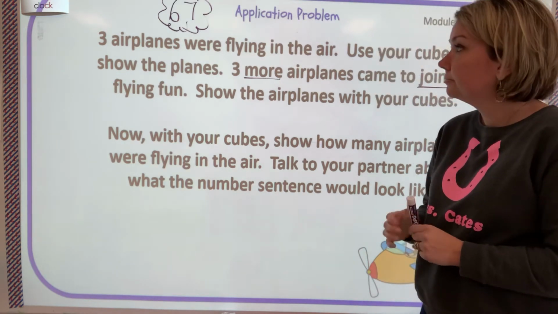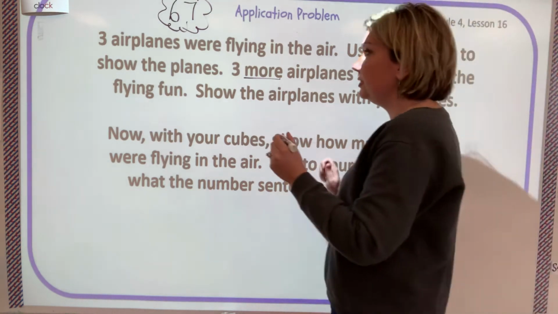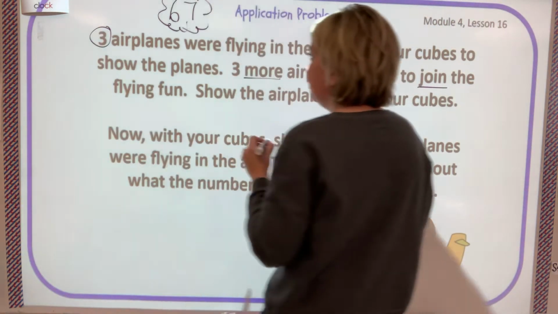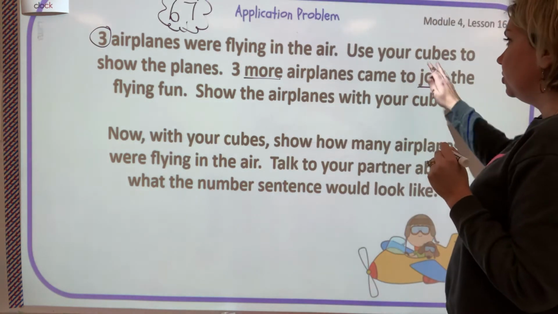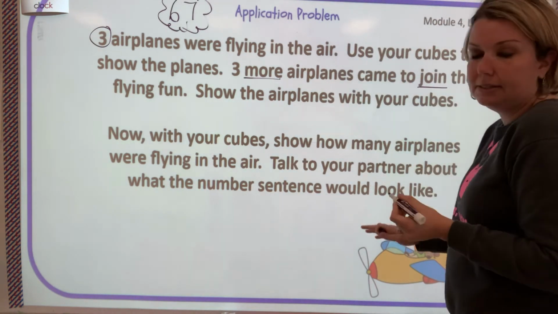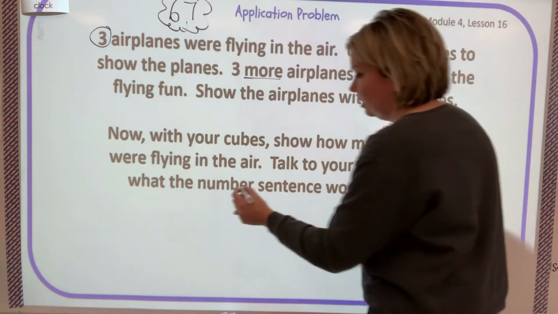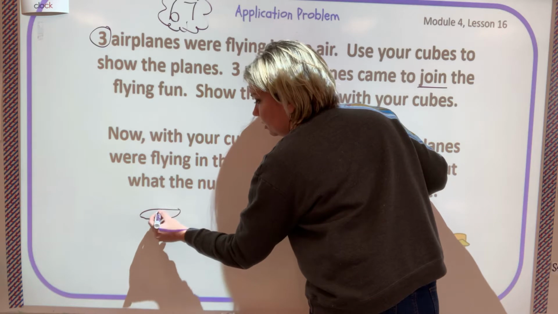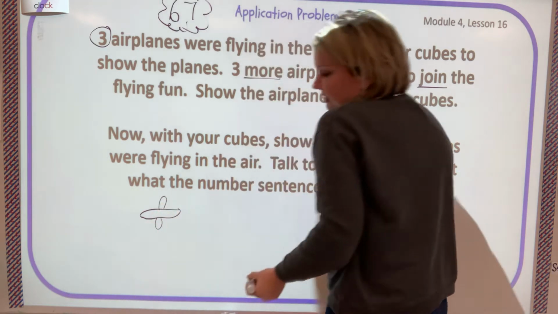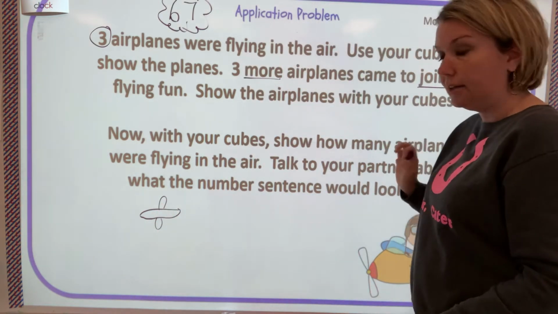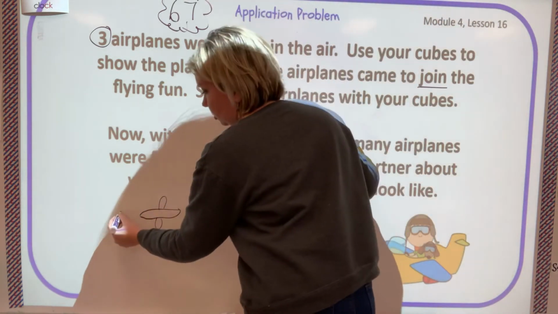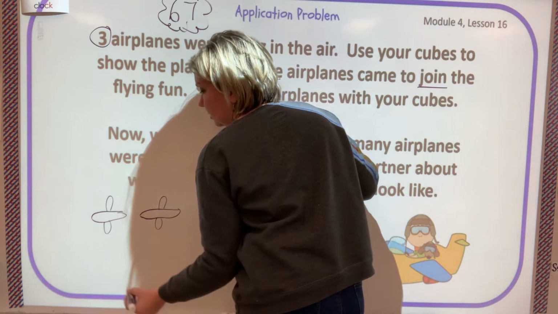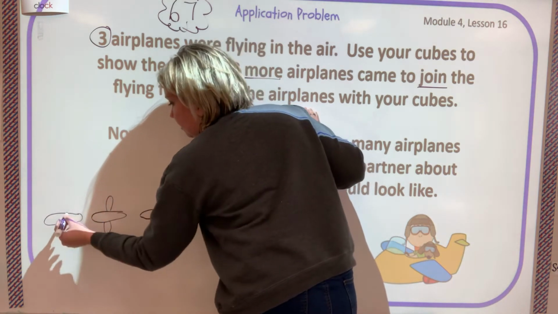Circle the numbers. Circle the numbers. So my first sentence says 3 airplanes were flying. Use your cubes to show the planes. I'm going to draw them. 3 airplanes. So I'm going to draw 1 airplane. That's how I draw an airplane. Doesn't have to be perfect. 2 airplane. 3 airplanes.